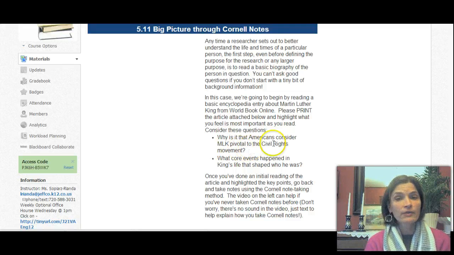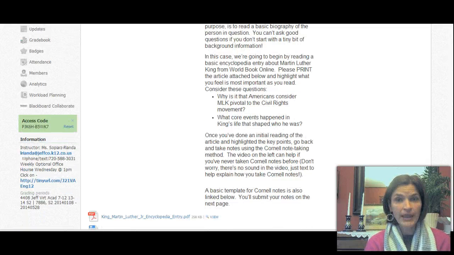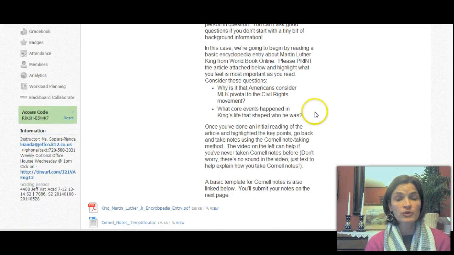Okay, so I highly recommend that when you're reading this encyclopedia entry on MLK, you print out the article and then highlight what you feel is most important as you read. And do consider these questions. Why is it that Americans consider MLK pivotal to the civil rights movement? And what core events happened in King's life that shaped who he was?